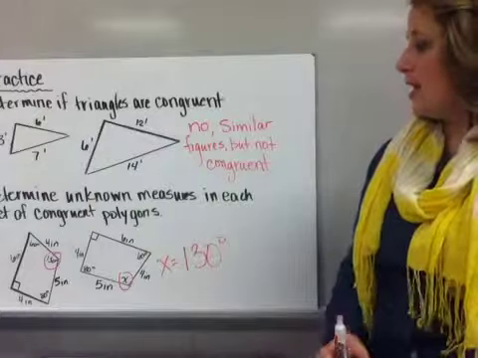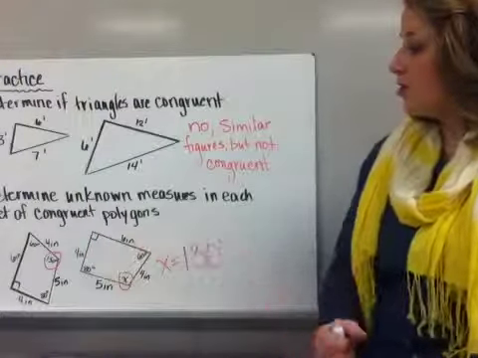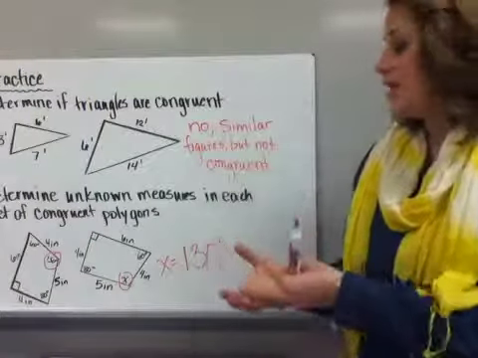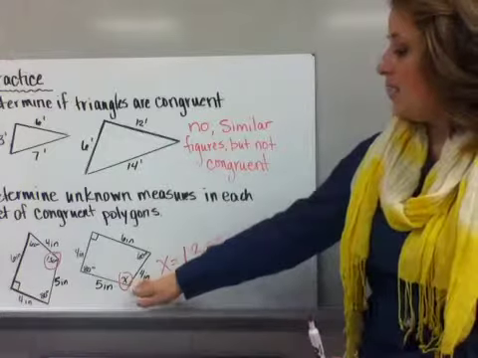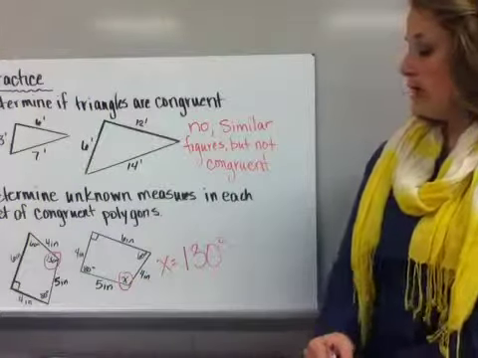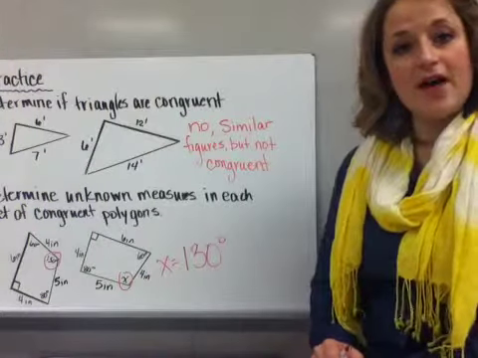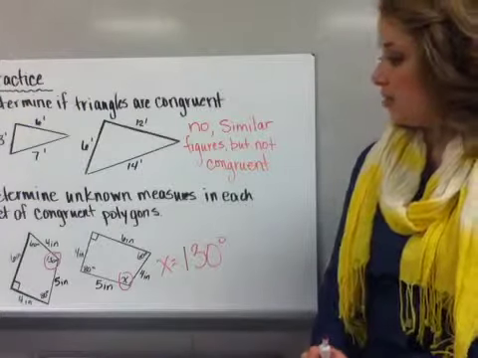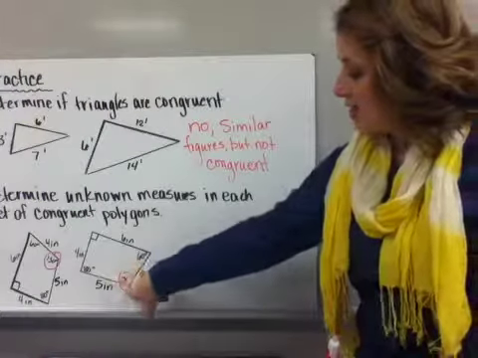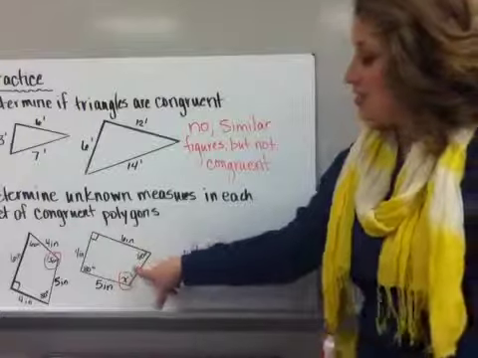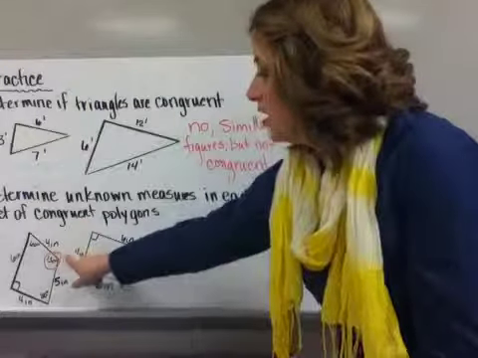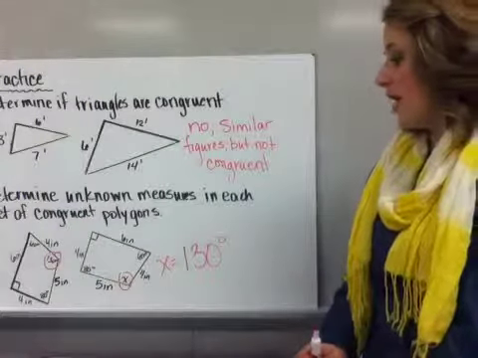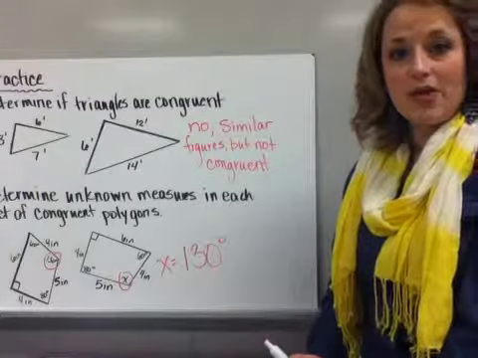On practice B, you are told that these are two congruent polygons. They're just rotated, and you're wanting to find the missing or the unknown angle measure. You do that by finding the corresponding angle. The X is in between the 80 and the 60 degree angles. So I look, and that's the 130 degree angle. Therefore, X equals 130 degrees.